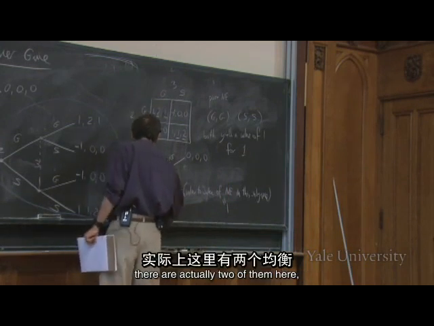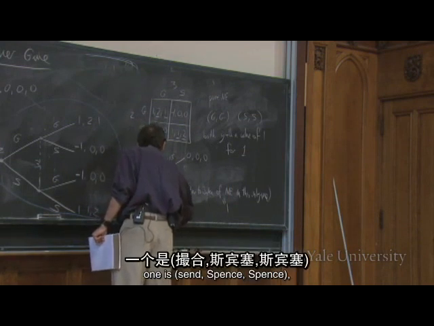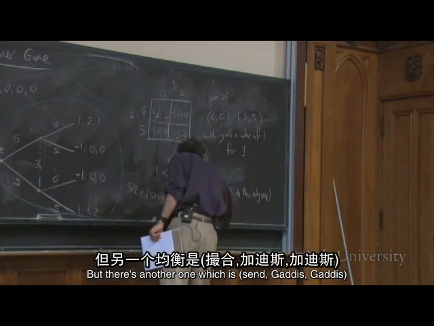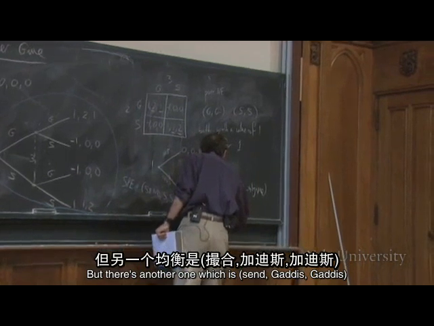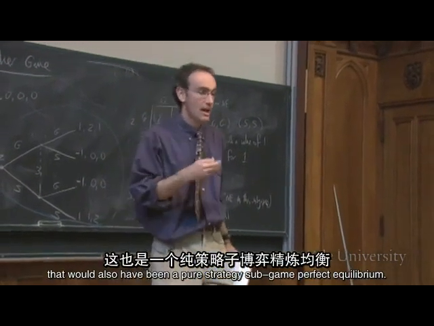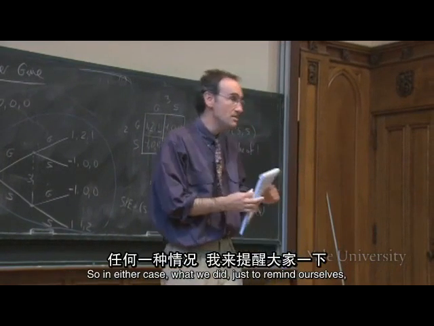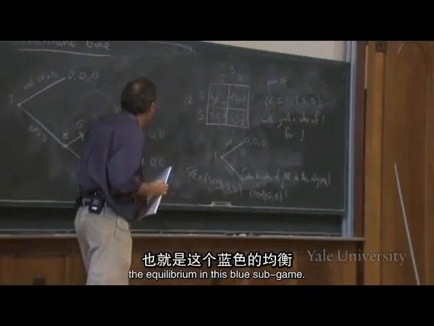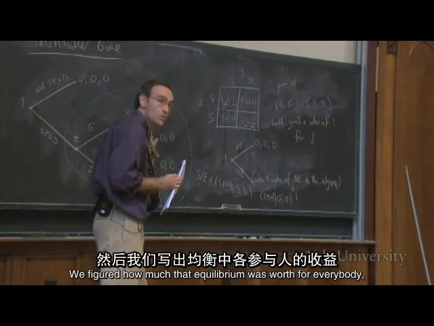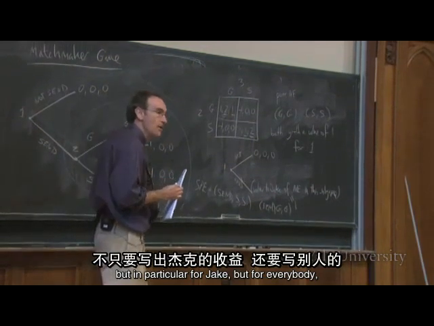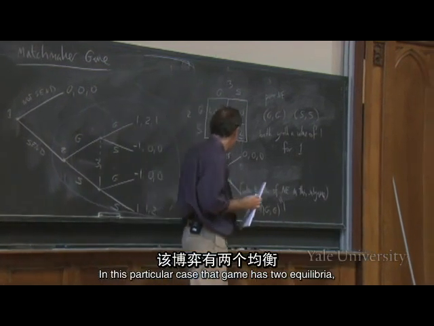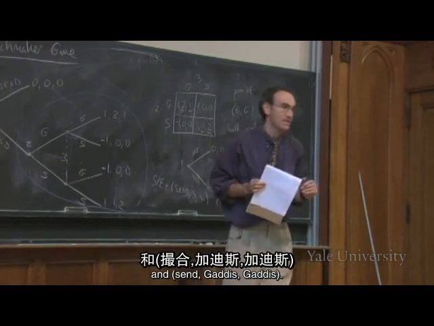All right? So the subgame perfect equilibrium, therefore, there are actually two of them here. One is send Spence Spence. That's what actually happened. But there's another one, which is send Gaddis Gaddis. Right, that would also have been a pure strategy subgame perfect equilibrium. Right, so in either case, what we did, just to remind ourselves, is we first of all solved the equilibrium in this blue subgame. We figured out how much that equilibrium was worth for everybody, but in particular for Jake. And then we rolled that payoff back and looked at Jake's choice. Right, in this particular case, that gave us two equilibria, send Spence Spence and send Gaddis Gaddis.